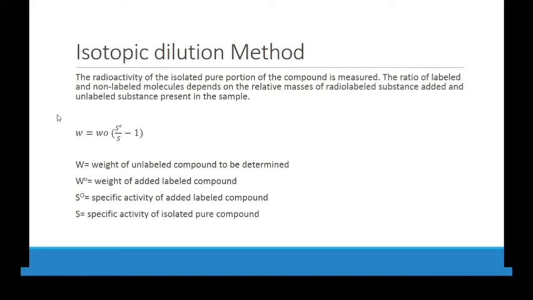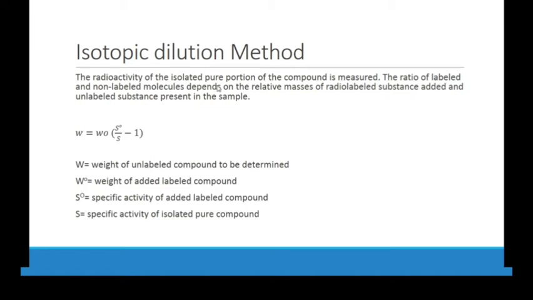The weight of the unlabeled compound to be determined is what is present in the beaker. The weight of the added labeled compound means with radioactivity, the amount of sodium which you added from outside. The specific activity of the added labeled compound is the specific activity of the sodium which you added to the sample. And the specific activity of the isolated pure compound is the activity of the isolated pure compound. Then you can subtract, and you have the weight of the unlabeled compound to be determined, or the amount of sodium present in the solution.